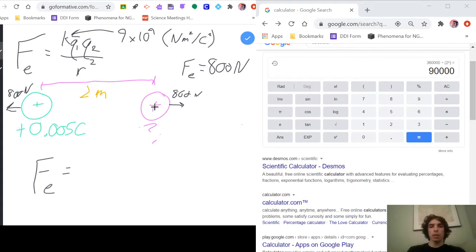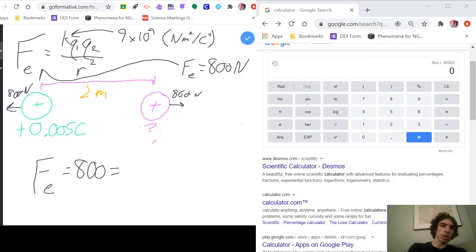So let's take a second to set this problem up, and we're just going to start off plugging in everything that we know. So we know that our electrostatic force is our 800 newtons. So I plug that in here. Basically, I just plugged that in to the FE part of our equation.